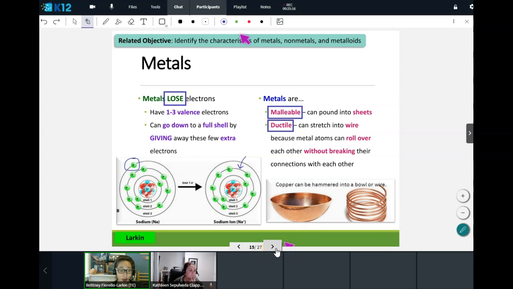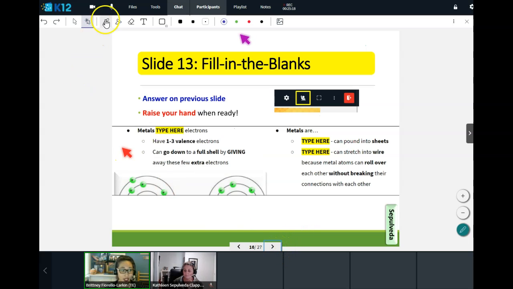Awesome. Here we go. This is going to be slide number 13. You're going to notice at the very top that metals are what? And we're going to go back to that. Metals want to lose electrons. They have 1 to 3 valence electrons, and they can go down to a full shell by giving away these extra electrons.